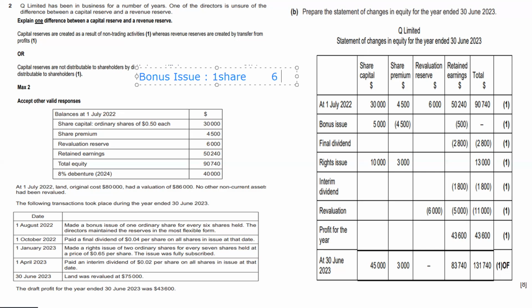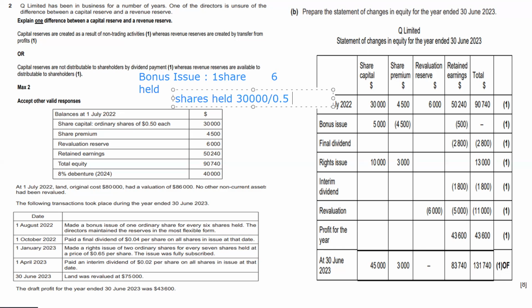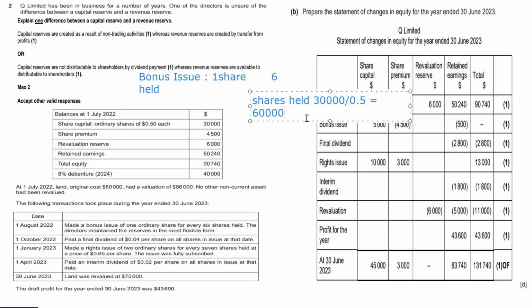So 30,000. What is the number of shares that is held with you? 30,000 is the number of shares held with you? Yeah, and then you divide it by 0.5. So shares held is how much? 30,000 divided by 0.5. So it becomes how much? 60,000. So you have 60,000 shares held. So what will be your bonus? Bonus will be 60,000 only, no?